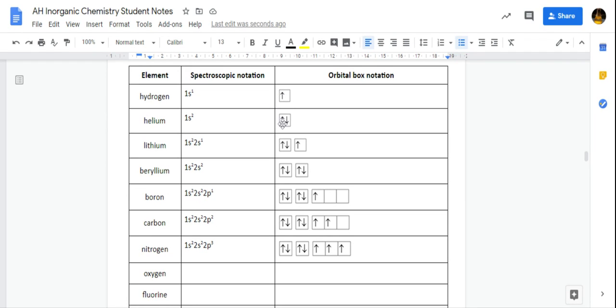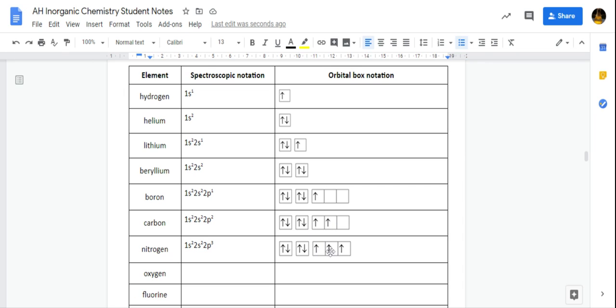So this is the 1s for hydrogen. Here's helium with a second electron in the 1s orbital. Lithium is 1s2, 2s1. So one electron and then an electron with an opposite spin in the 1s orbital, and then in the 2s orbital there's one electron. Beryllium, we just add another electron into that 2s orbital. For boron, the 1s and the 2s orbitals are full, and we start to fill the 2p orbitals. For carbon, the 1s and the 2s are full, and then we have two electrons in the 2p orbitals.